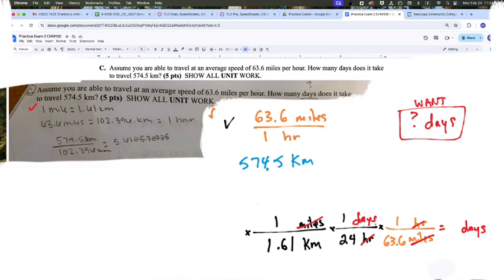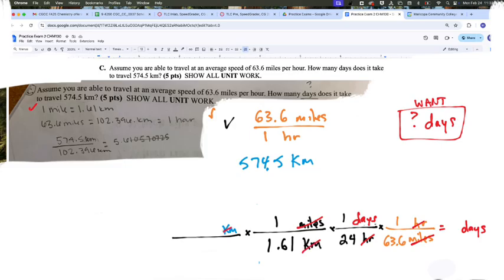We want days. I got days, but I also have kilometers. Do I want kilometers? No. So what has to happen? I need to put kilometers in the numerator. Why does it need to go in the numerator? So that it could cancel out.